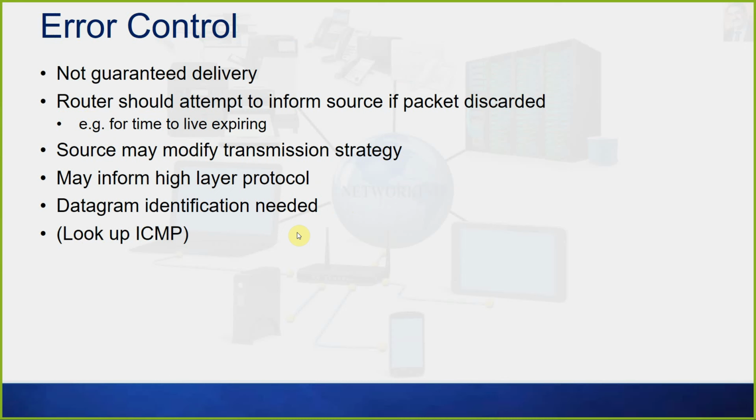Similarly, we also need to understand error control. No guaranteed delivery. A router should attempt to inform the source if a packet is discarded, for example, time to live expiring. The source may modify its transmission strategy if failure is happening, may inform the higher layer protocol, and datagram identification is needed. Look up ICMP, for example, which is your ping command.